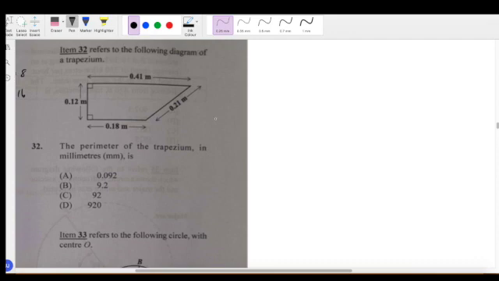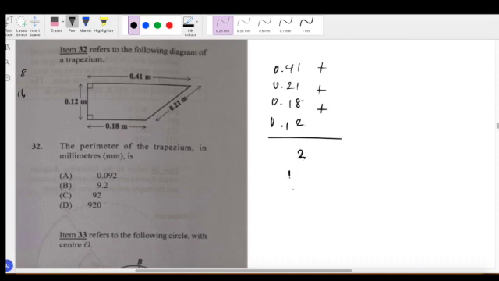32 refers to the following diagram of a trapezium. I could see a trapezium there. It looks very pretty. The perimeter of the trapezium in millimeters is, so the perimeter, oh my god, I have to do a whole bunch of adding without a calculator now. How wonderful. So 0.41 plus 0.21 plus 0.18 plus 0.12. Well, 8 and 2 is 10, 11, 12.